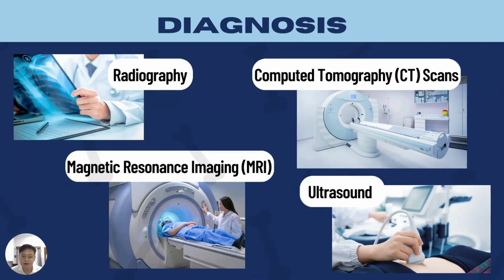The last one is MRI. MRI is a highly sensitive imaging modality that can detect subtle or non-displaced fractures, as well as provide detailed information on soft tissue injuries. MRI is particularly useful in cases where the growth plate is not fully visible on radiography or ultrasound. However, MRI can be more expensive and less readily available than other imaging modalities. That's all from me. Thank you.